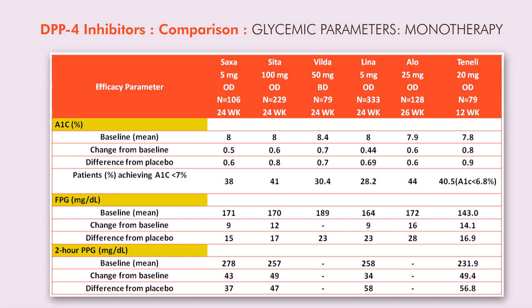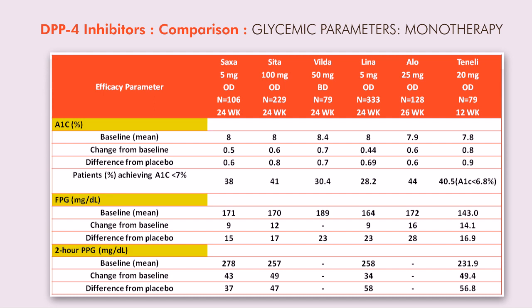For A1C, the baseline in all the studies was around 8%, and the change from placebo with teneligliptin gives almost 0.9% reduction, which is the maximum if you compare all these studies. Also the percentage of patients achieving the predefined target of less than 7% HbA1c is more with teneligliptin, 40.5, even when the target was 6.8%. So I can say a little bit better response, but I will say that the efficacy is at par with, or as good as, other gliptins.